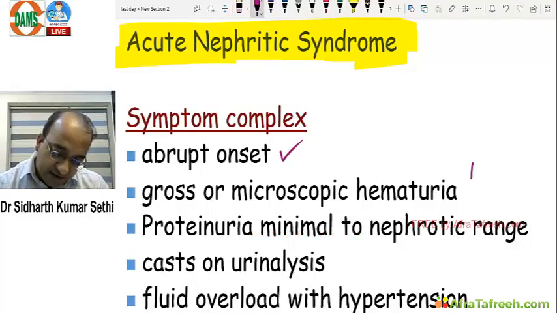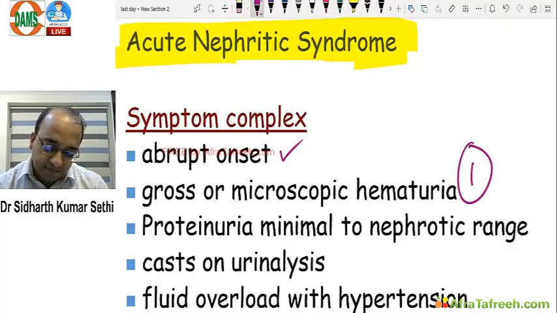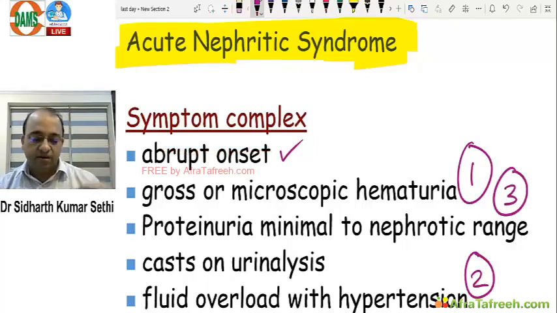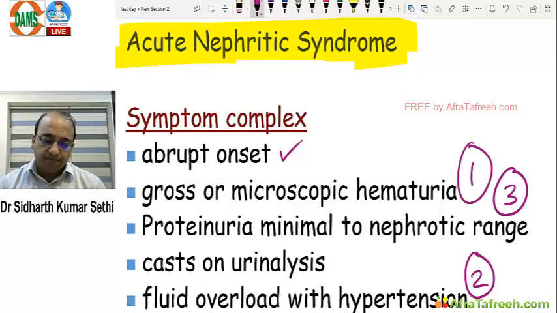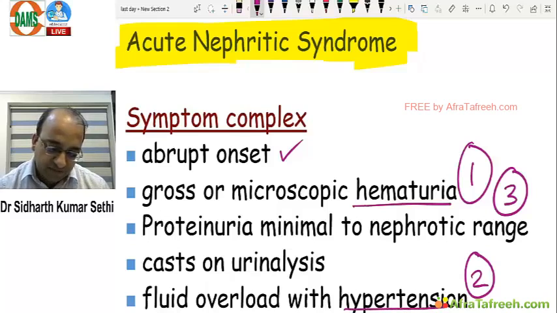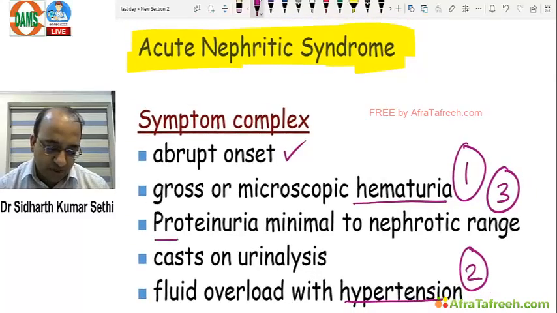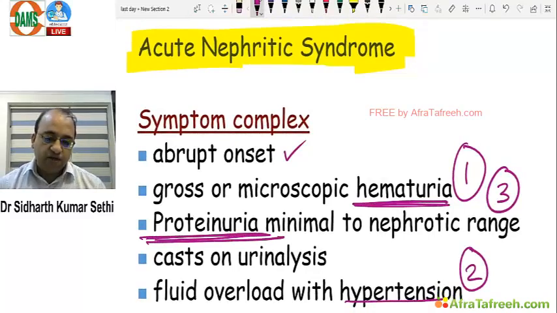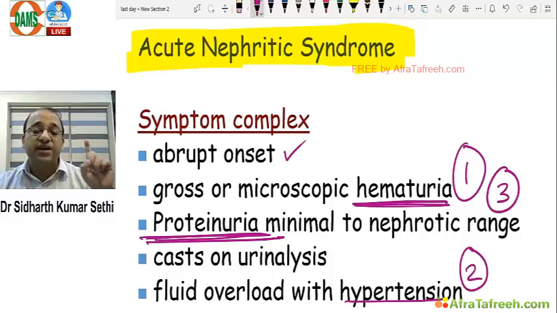What is this triad? Hematuria, hypertension, and proteinuria. Hematuria, gross or microscopic; hypertension is very important; and proteinuria. So hematuria, hypertension, and proteinuria. Okay, so that's the classic triad of nephritic syndrome.